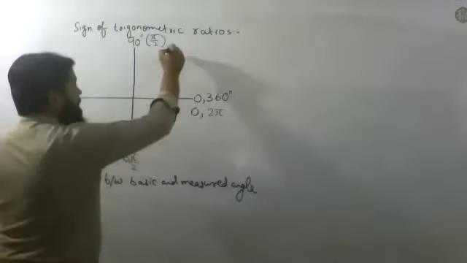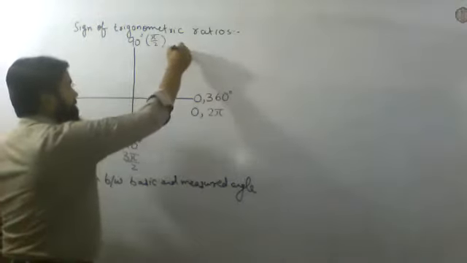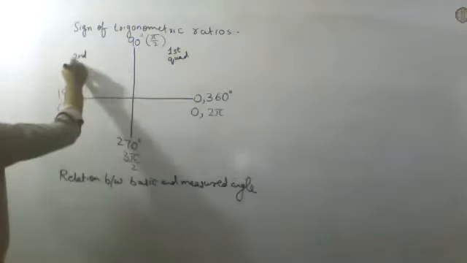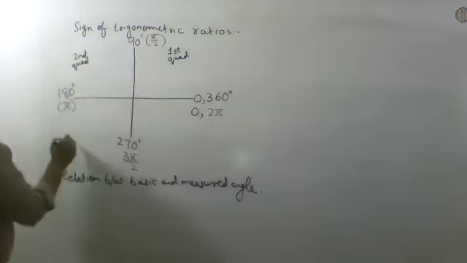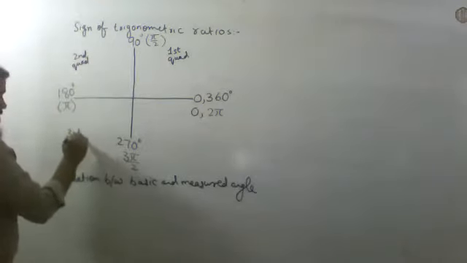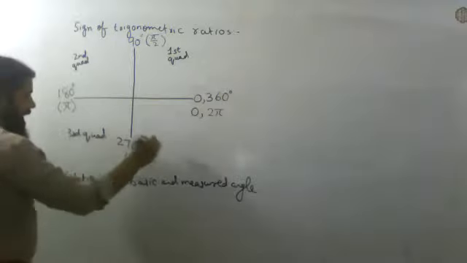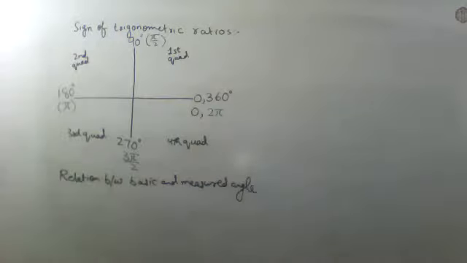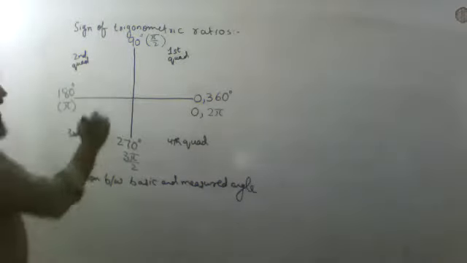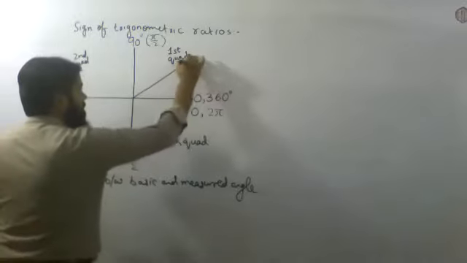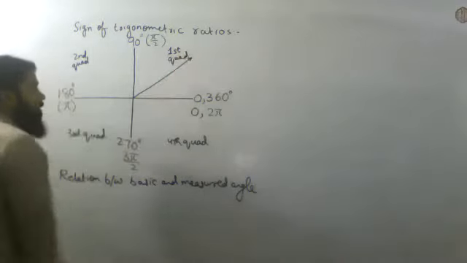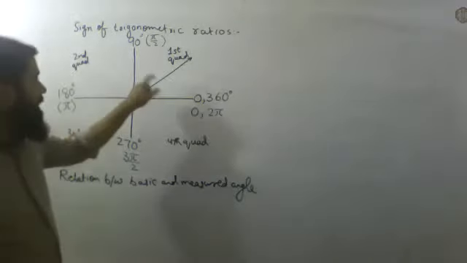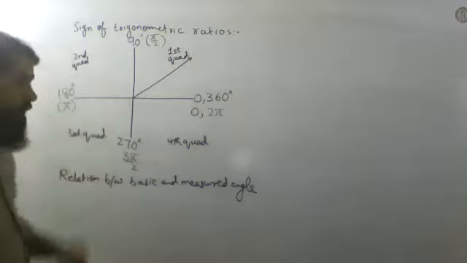Now, for instance, this one is your first quadrant, your second quadrant, your third quadrant, and your fourth quadrant. Okay? So now, what are you going to do? For instance, if I am saying, okay, form the relation between basic angle and measuring angle in the first quadrant. So how will you do it?